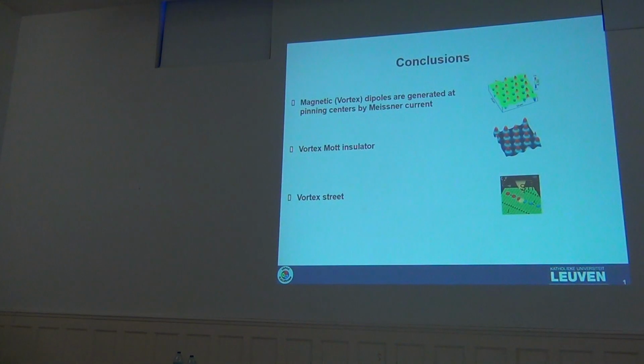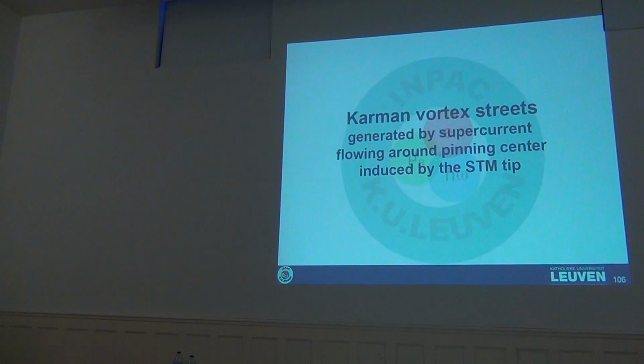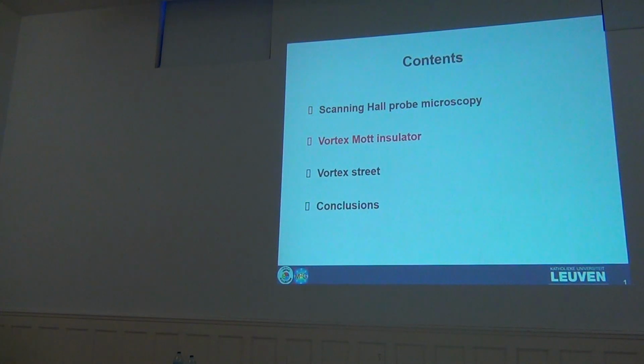So for that part, we visualized this vortex Mott insulator state, and we have visualized magnetic vortex dipoles which are generated by Meissner current flowing around pinning centers. Now about vortex streets, what is that? These are about Karman vortex streets generated by supercurrent flowing around pinning centers induced by the scanning tip. So scanning Hall probe microscopy, we have seen it already.